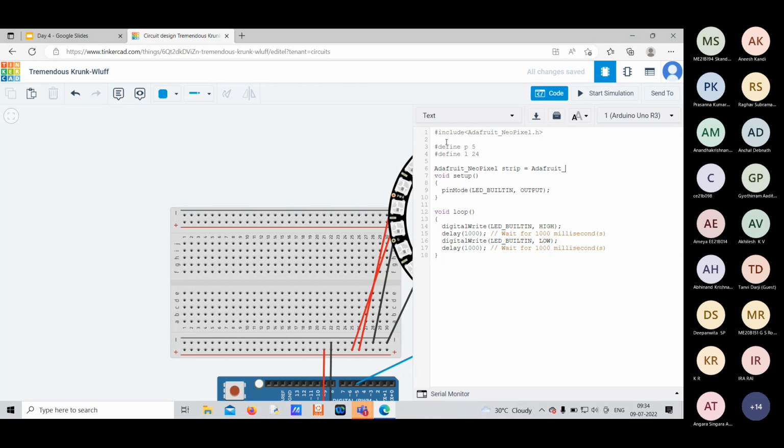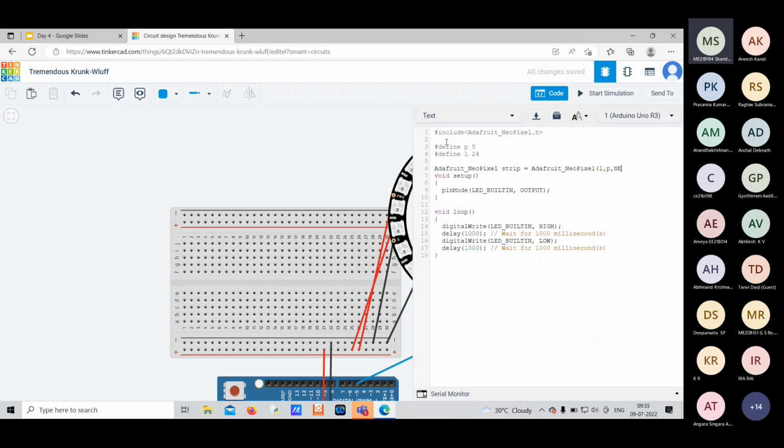Adafruit pixel. Now this function takes in 3 arguments. First argument being the number of pixels, L. Second argument being the pin to which your NeoPixel ring is connected. Finally, the third argument, which is the color argument or the set of colors that you would like to use.